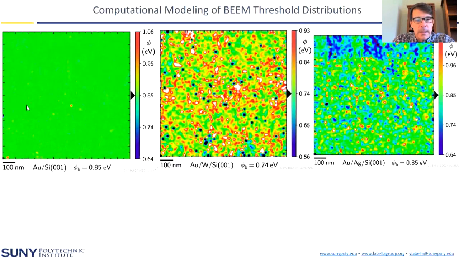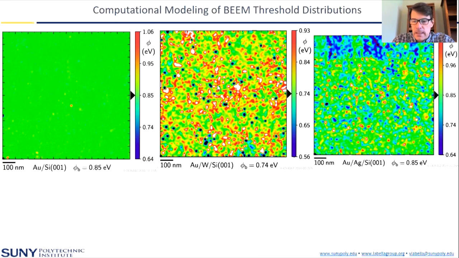Here's gold on silicon, nice and uniform. Here's an interesting one where we did a partially reacted tungsten silicide with a gold cap, and you see we have a lot of variation, which is very interesting here. Here's a mixed metal semiconductor system, gold, silver. Those two metals are completely miscible, and the nice thing about them is that their Schottky barriers are about 200 meV apart, so they're very wide apart, so we can resolve those differences.